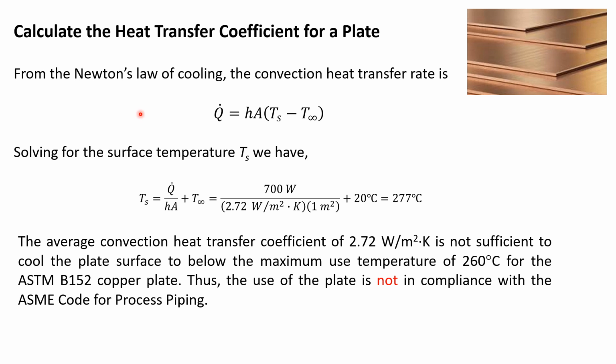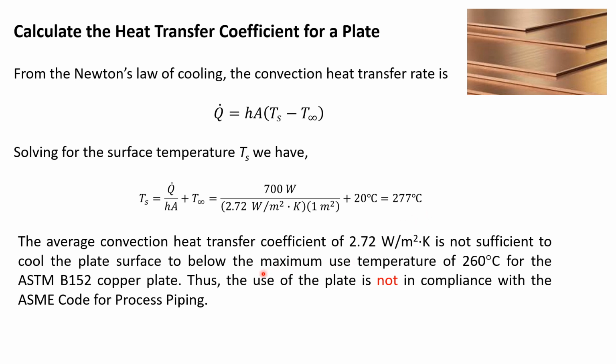From Newton's law of cooling, the convection heat transfer rate is given by the following formula. Solving this for the surface temperature T sub S, we can write the following equation. Plug in our known information. Q dot we're told to be 700 watts. We calculate what H is. The area of the plate is 1 meter by 1 meter, or 1 square meter. The temperature away from the plate is 20 degrees C, so if you calculate this, you get 277 degrees C.